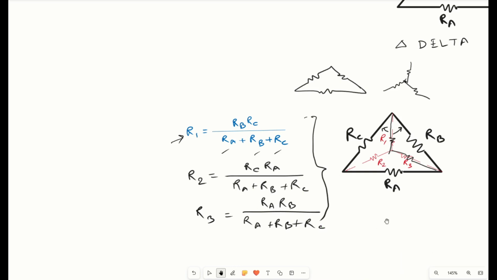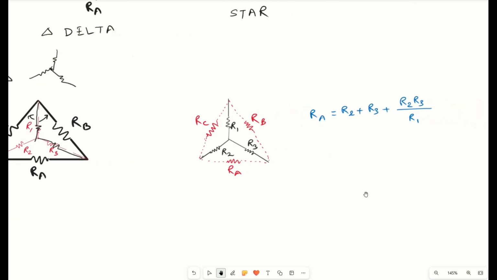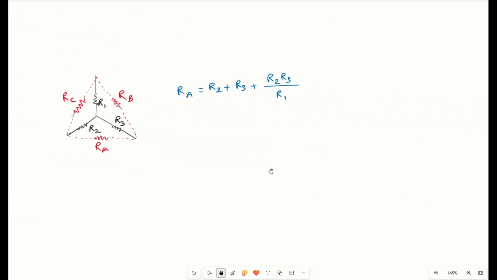So now let us move into conversion from star to delta. So now we are converting from star to delta, means from R1, R2, R3 we are moving into Ra, Rb and Rc. So in this case the formula says Ra equals R2 plus R3 plus R2 R3 divided by R1. So this is our Ra.